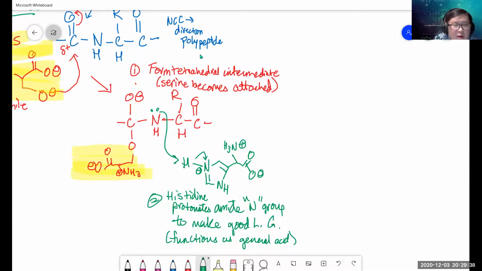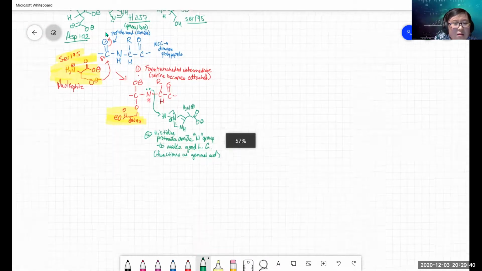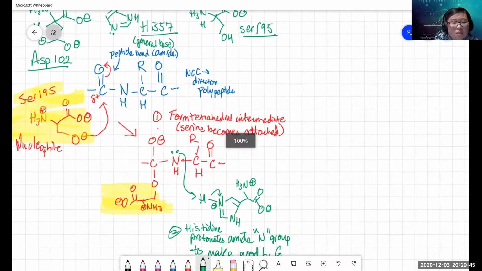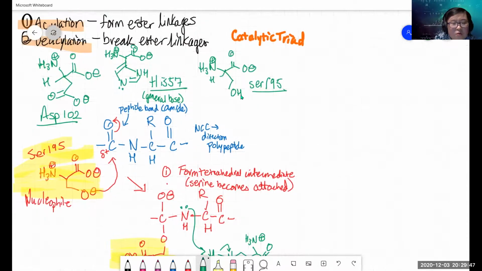Oh, also, I just realized I skipped a step. Serine isn't just deprotonated like a nucleophile. So the original step you need to do here, I guess this should have been step 0, like a preparatory step. So I'll just add step 0.